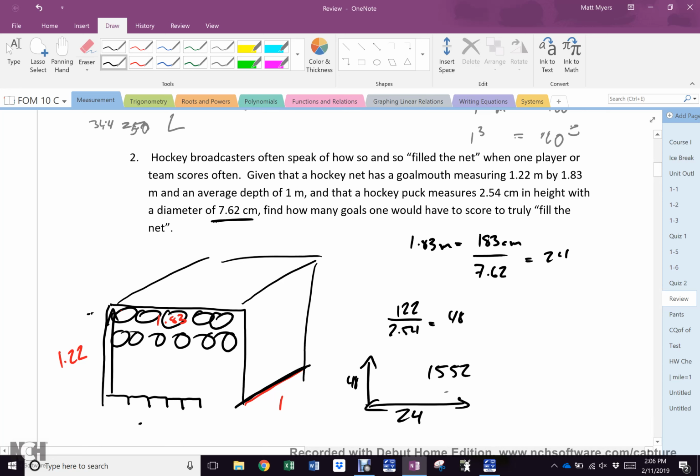How deep is it? It is 100 centimeters deep, divided by what? For how many pucks I can go backwards? 7.62, because a puck is a cylinder, so its diameter is the same in every direction. How many pucks back can I go? I know you keep on saying one, and I don't know why. 100 divided by 7.62.